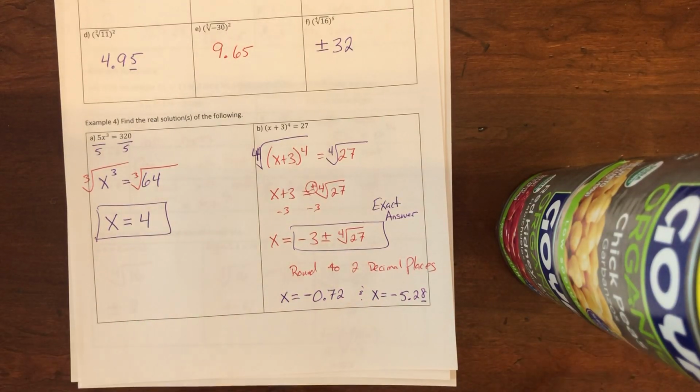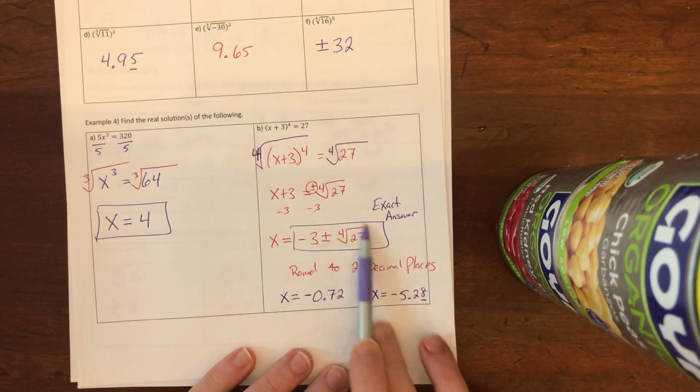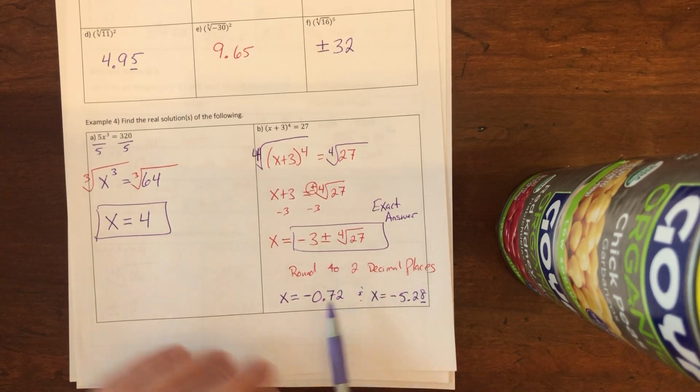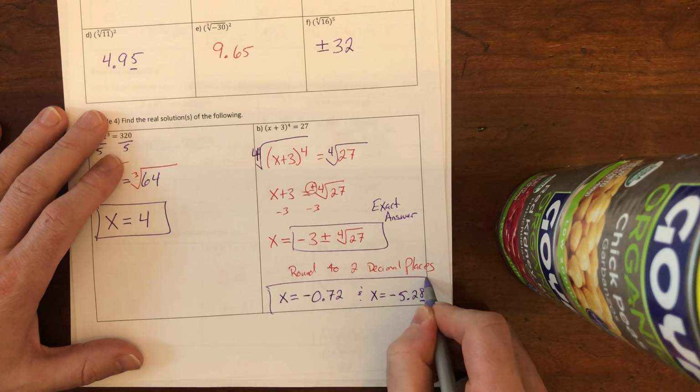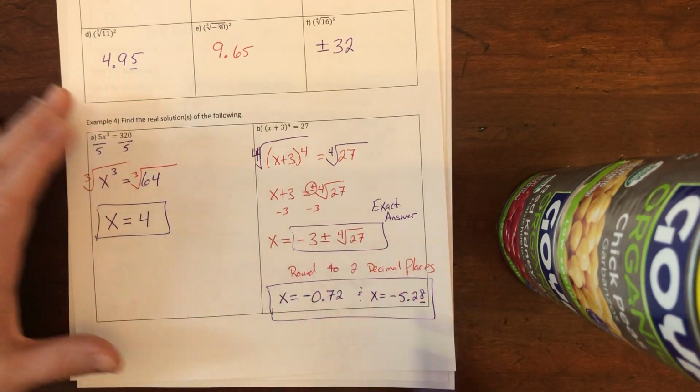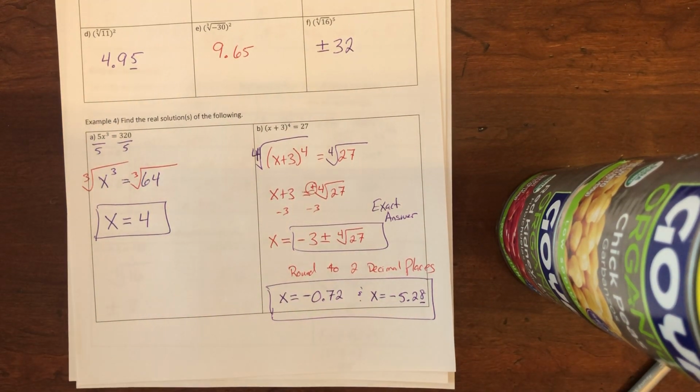So just a couple things to understand. Exact answer is with the radical. If they ask you to round, you would obviously use this bottom piece and just round that to 2 decimal places. All right, that's today's video.